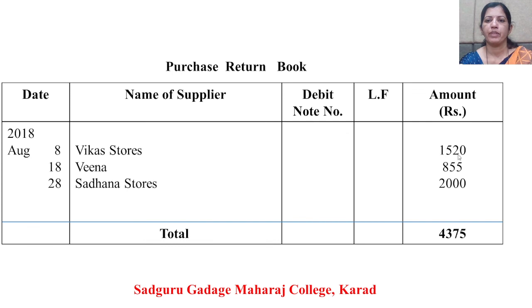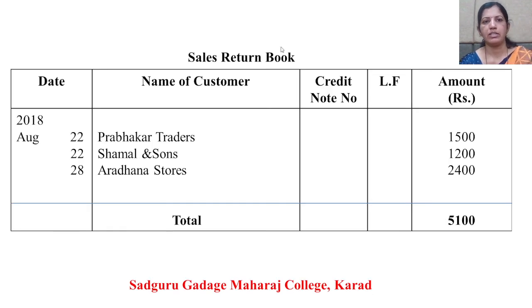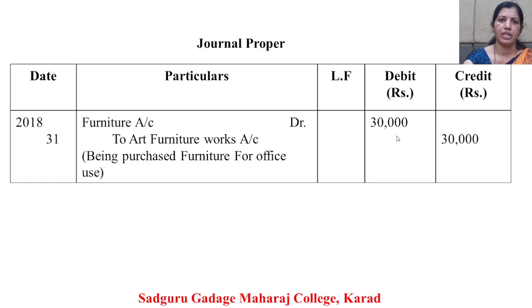Record total 1,520, 855, 2,000. Total is 4,375. Then next, in a sales return book, total 1,500 plus 1,200 plus 2,400. Total is 5,100. This is the totaling and balancing of subsidiary books. Purchase return, sales return, purchase book, sales book. Just totalize the values. Then in journal proper, no necessity for totaling 30,000.